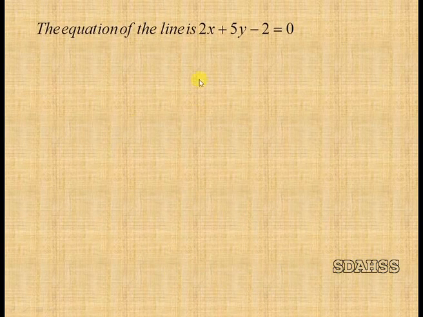This is the required equation of a straight line: 2x plus 5y minus 2 is equal to 0.